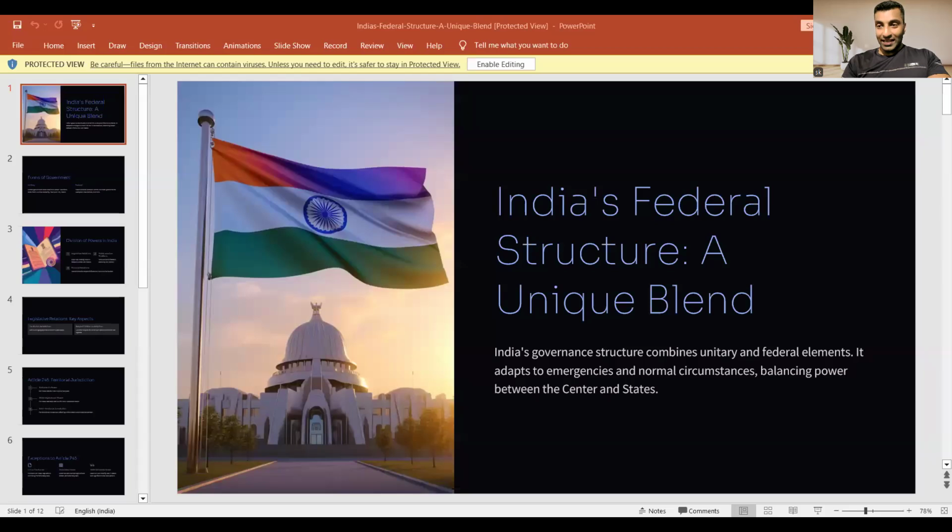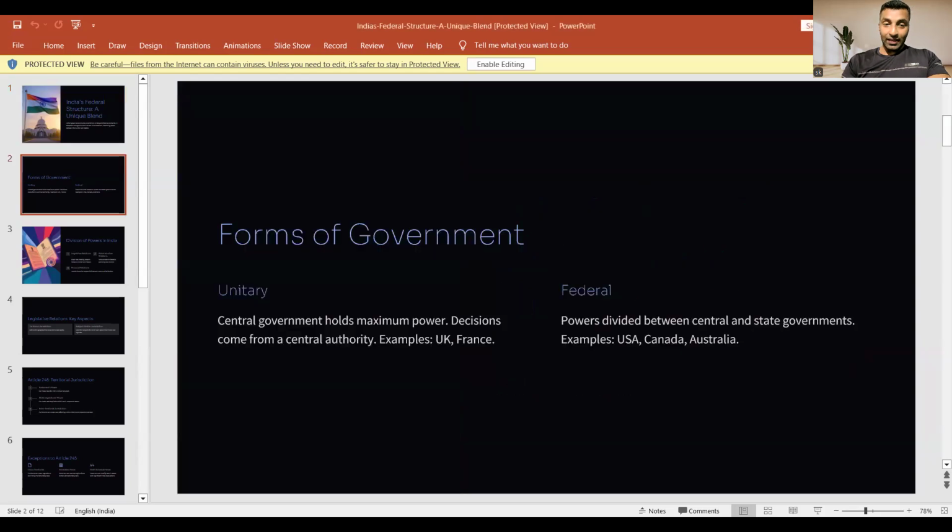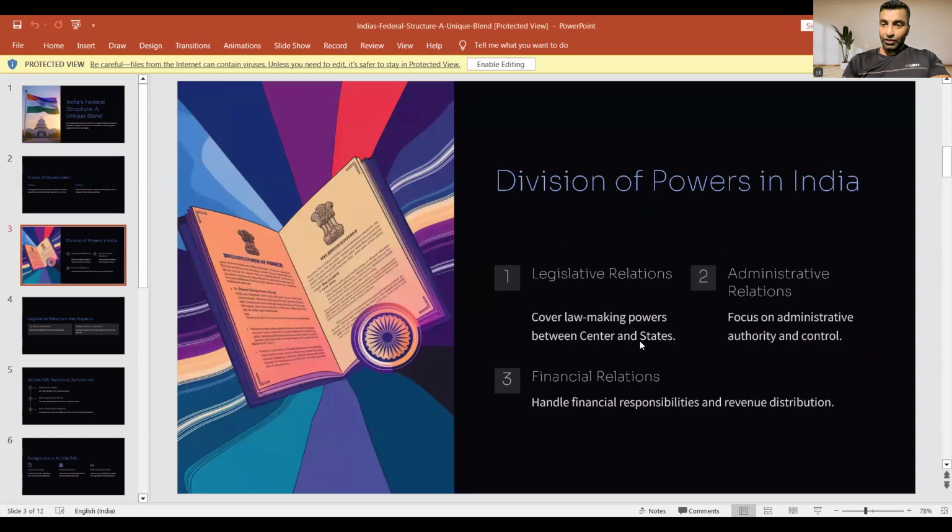So let me share the PPT, and with the help of that, we will proceed further. What is India's federal structure? Why is it unique? We will get into the details of all those things. We have discussed what is federal and what is unitary, and we have discussed the examples also. Now let's look at division of power in India.